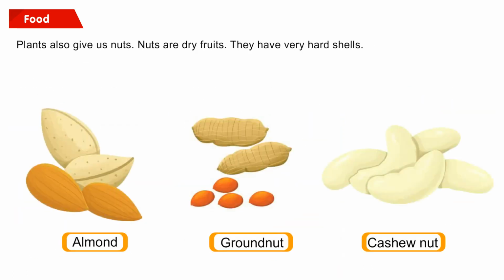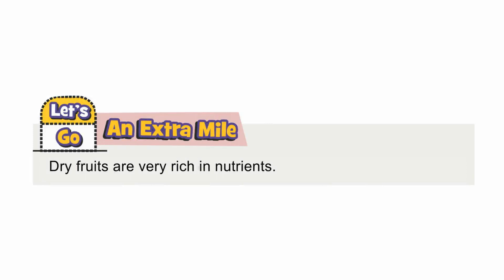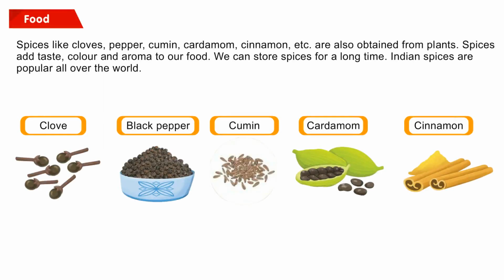Plants also give us nuts. Nuts are dry fruits. They have very hard shells. Almond. Groundnut. Cashew nut. Let's go an extra mile. Dry fruits are very rich in nutrients.